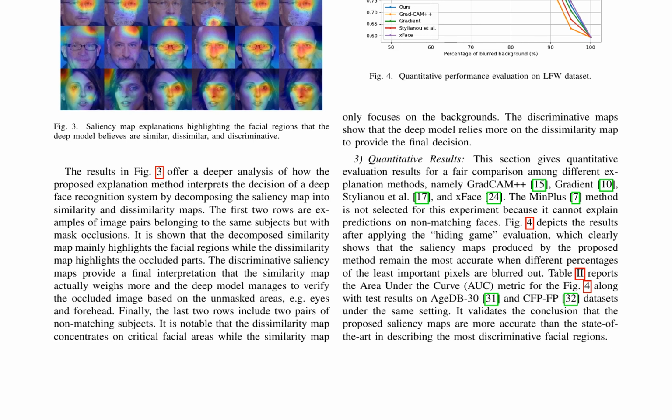The area under the curve, AUC, metric, reported in Table 2, further validates the conclusion that the proposed saliency maps are more accurate in describing the most discriminative facial regions, not only on the LFW dataset but also on the HDB30 and CFP-FP datasets. This page's content builds upon the previously introduced explanation method, providing a more comprehensive understanding of its capabilities and performance. The results underscore the significance of decomposing saliency maps into similarity and dissimilarity components, enabling a more nuanced interpretation of deep face recognition systems.